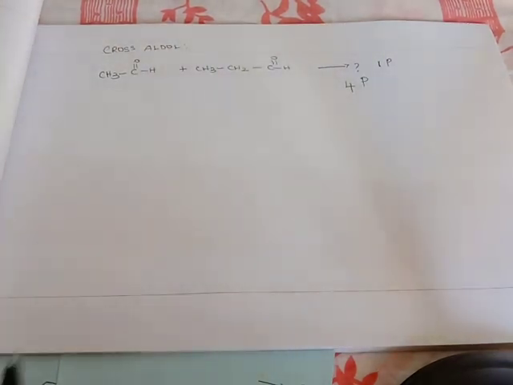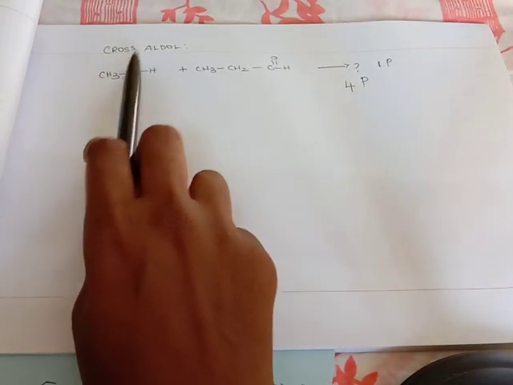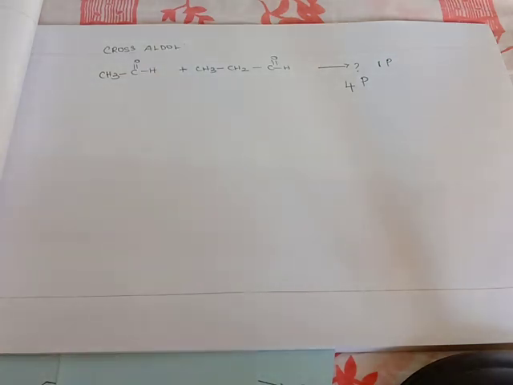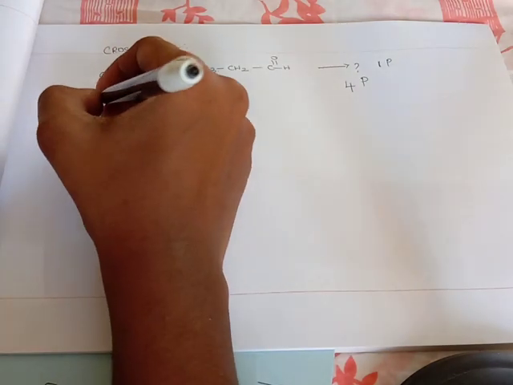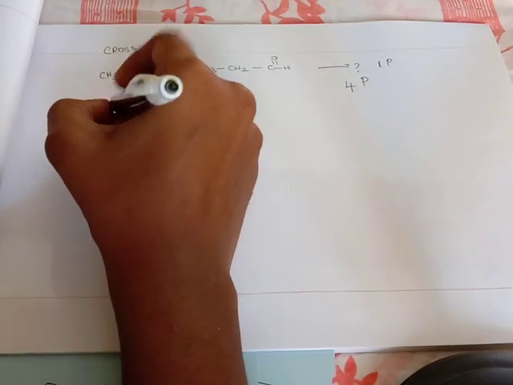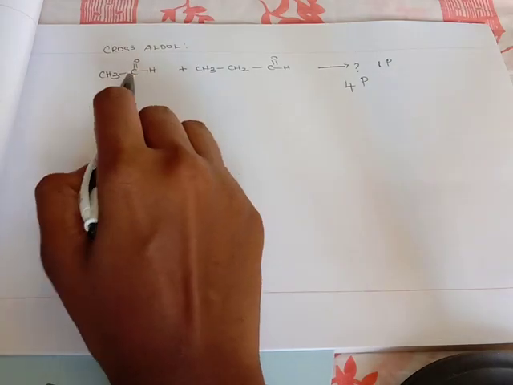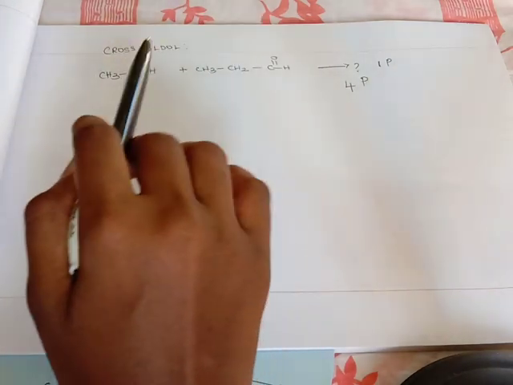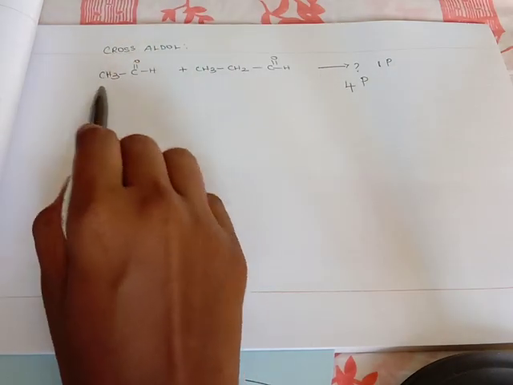Usually students find it difficult to find the products for crossed aldol, but I am going to make it simple. So listen to my lecture perfectly, I mean with 100% attention, students. First you have to do the self product. What is the meaning of self product? This is the first product.